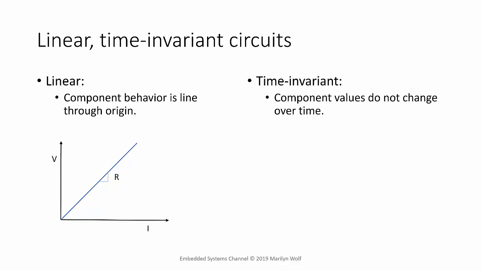Time invariance means that the component values do not change. So, for example, we don't start off with the resistance at this slope and then a minute later see the resistance change to a different slope. The combination of linearity and time invariance holds for ideal RLC circuits, and it allows us to analyze them in very powerful ways.